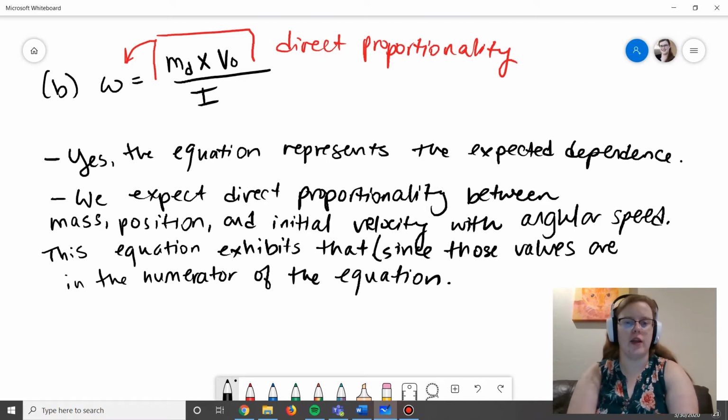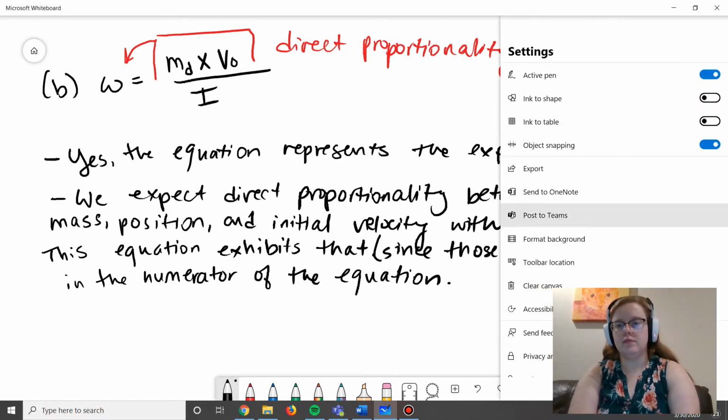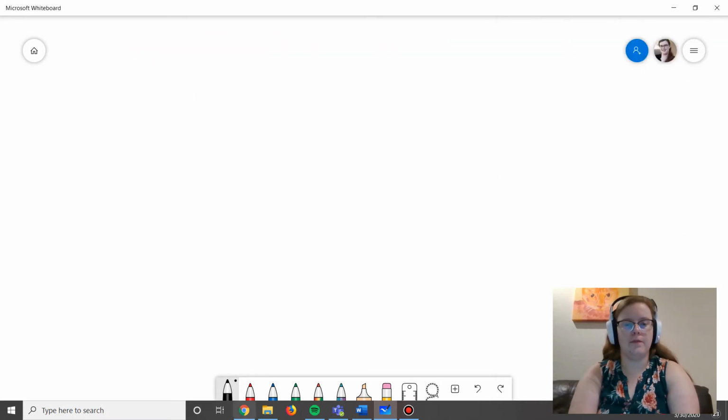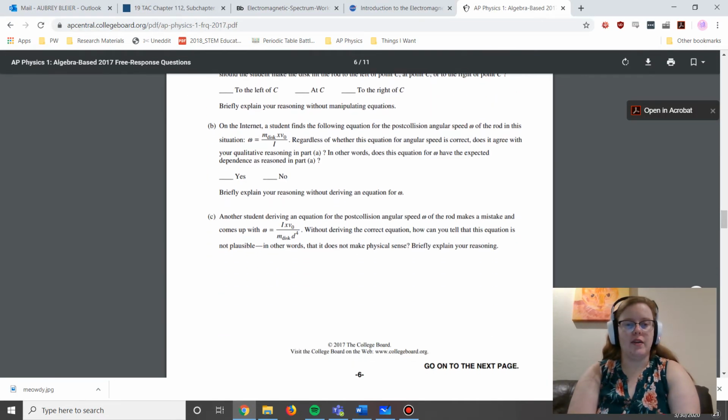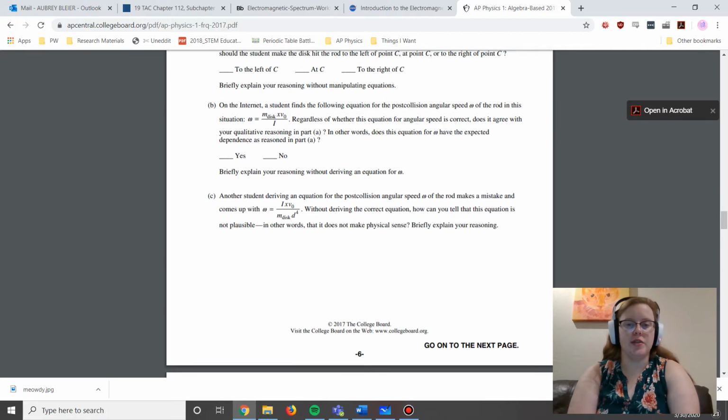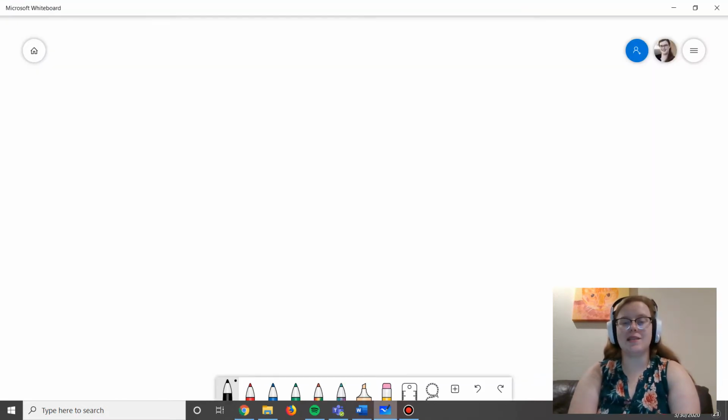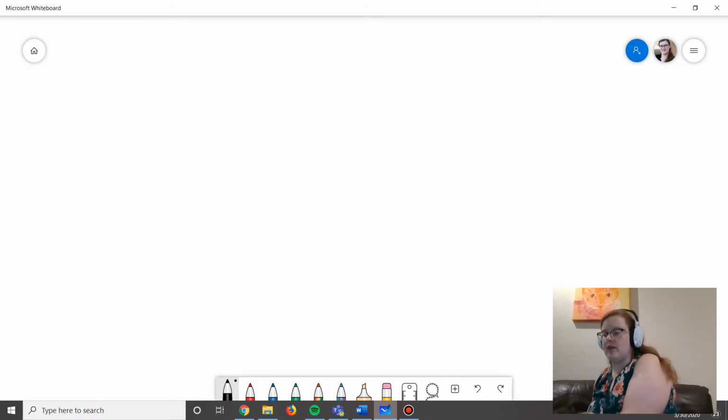Pause the video here if you need to get anything. And we see that another student deriving an equation for the post-collision angular speed omega of the rod makes a mistake and comes up with omega is equal to I x v naught over m disk d to the fourth power. Without deriving the correct equation, how can you tell that this equation is not plausible? In other words, that it does not make physical sense. Briefly explain your reasoning.